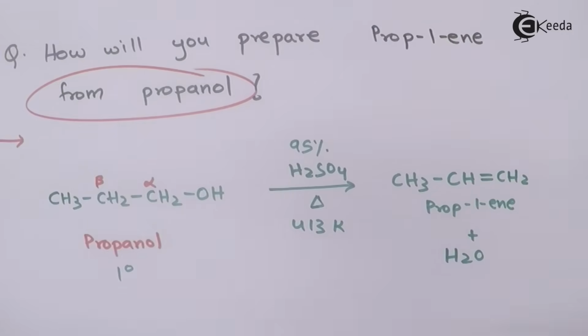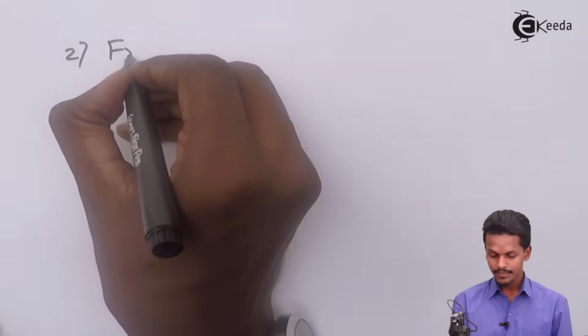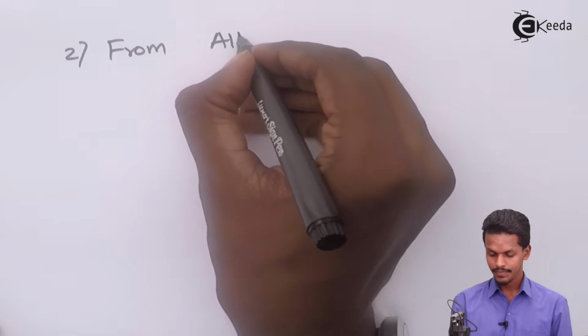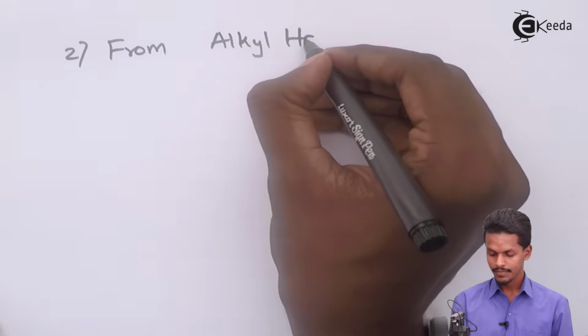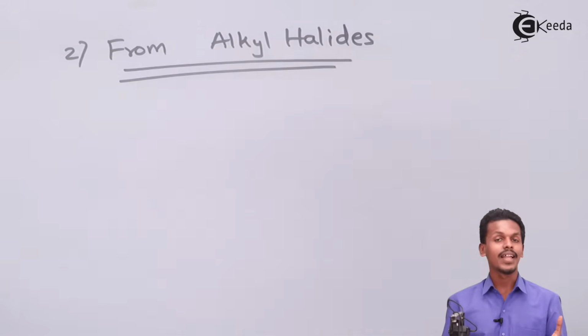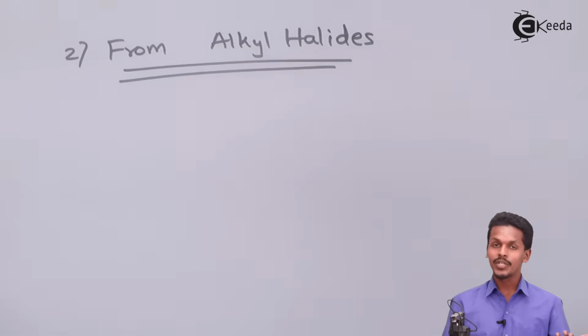So this was an example of the first method of preparation of an alkene, from an alcohol. Now let us move on to the next one, which is from alkyl halide. In this case also the elimination process would take place.